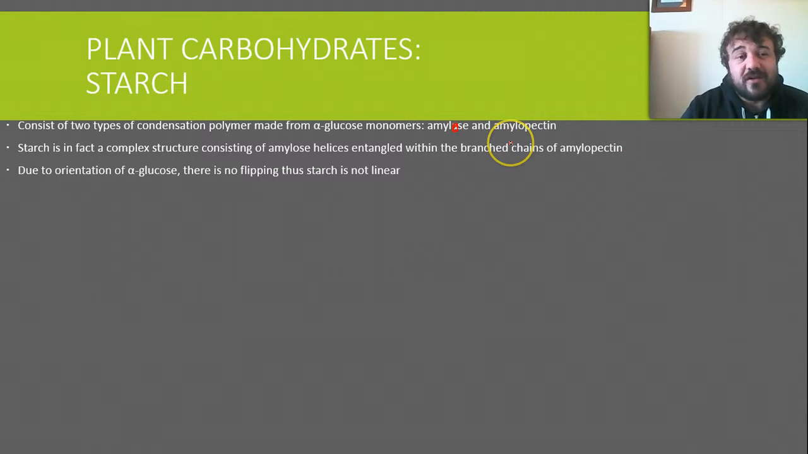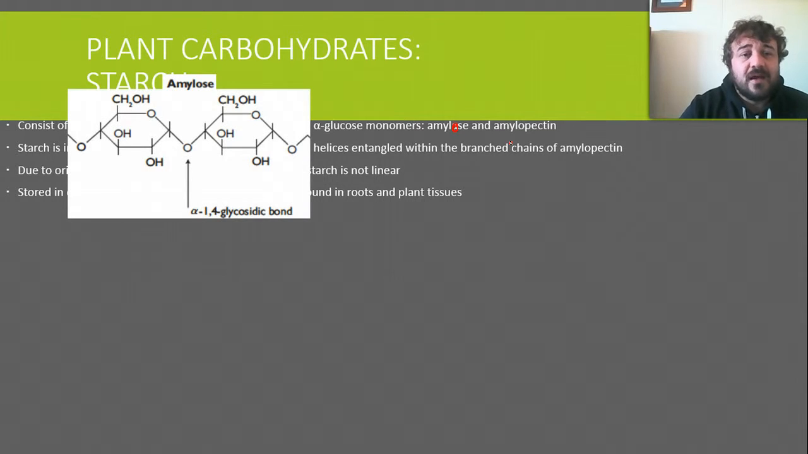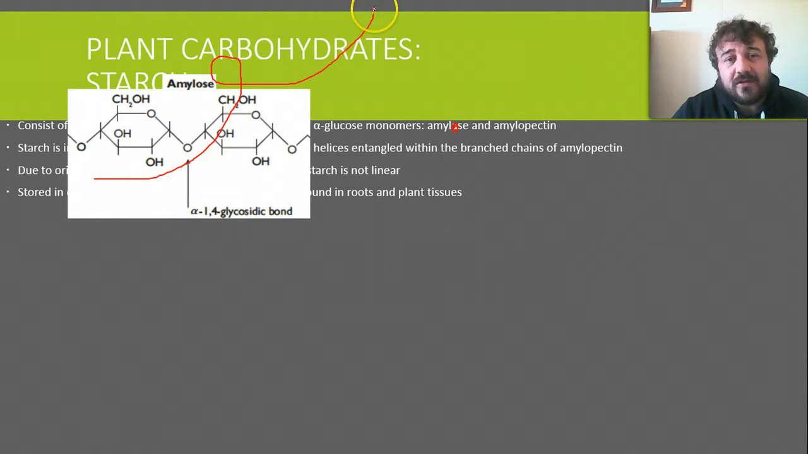Amylose isn't straight because of the alpha glucose. There's no flipping, so it's not linear. It sort of curls around itself. It's stored in the cytoplasm of plant cells, and plants use it for energy. They use cellulose for structure, starch for energy. And this is what it looks like, this over and over, and because of that it makes a sort of helical structure as it goes. It just curls around itself.